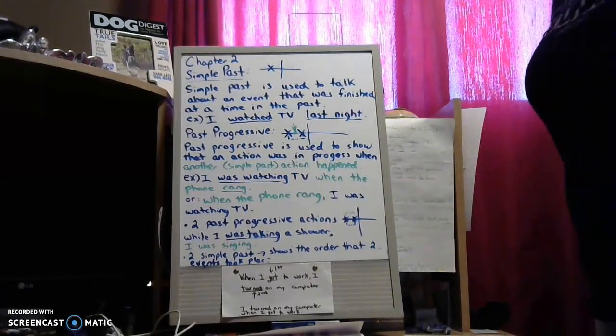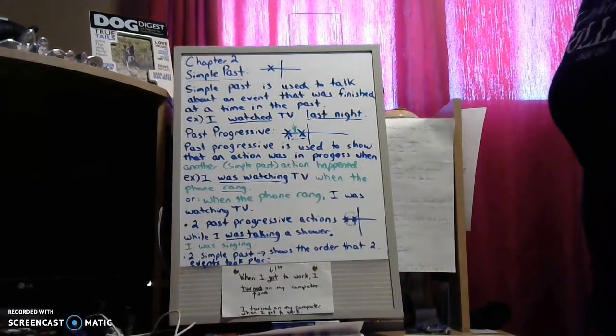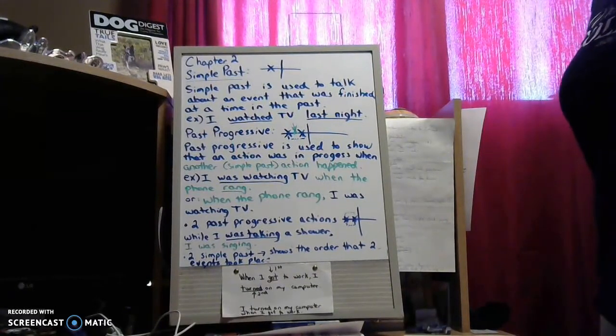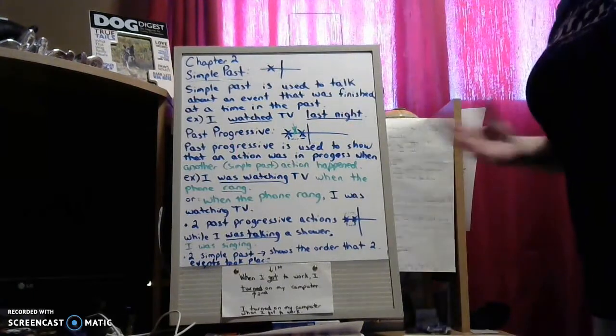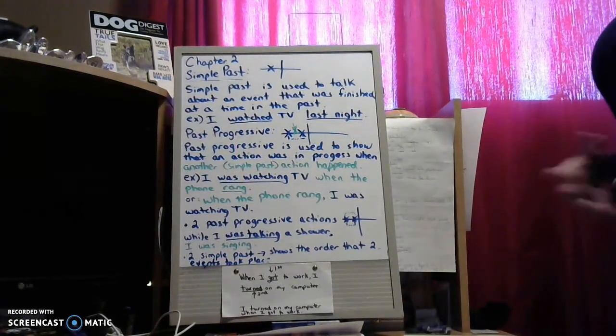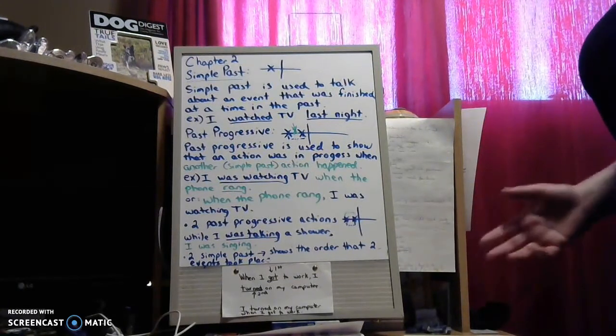So today we're just going to do some review from last year. We're going to look at the difference between simple past and past progressive. So remember, simple past just talks about something that happened in the past. We're not focused on how long it took. We're just saying it happened in the past and it's done.